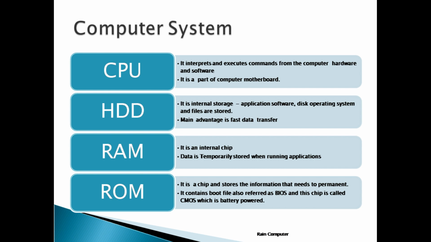Random access memory is an internal chip. It stores data temporarily. While we're running some applications, the data, that is your applications, are stored temporarily in the RAM for faster access. Read-only memory is also a chip and stores the information that needs to be permanently stored in your computer. It contains files such as the boot file, that is the BIOS, and this chip is called CMOS, which is battery powered.